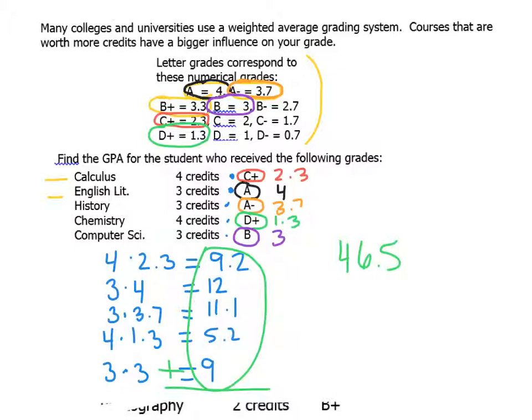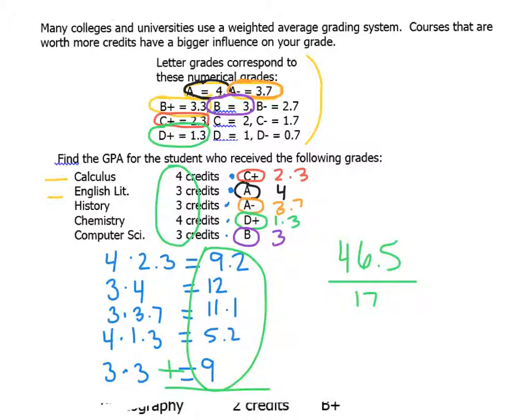And then what you have to do is you have to divide it by the total number of credits that they earned. Okay, so what we have to do next is add up these numbers. Okay, so 4 plus 3 plus 3 gives us 10, plus 4 plus 3 gives us 17 total. So they took a total of 17 credits.